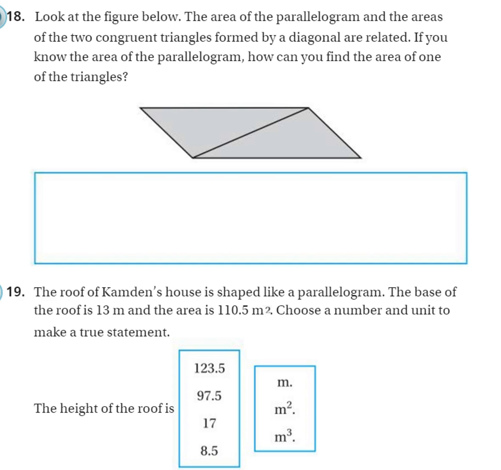All right, now I'm on the top of page 432, problems 18 and 19. Look at the figure below. Okay, it looks like we have a parallelogram made up of two triangles. The area of the parallelogram and the areas of the two congruent triangles formed by a diagonal are related. If you know the area of the parallelogram, how can you find the area of one of the triangles?